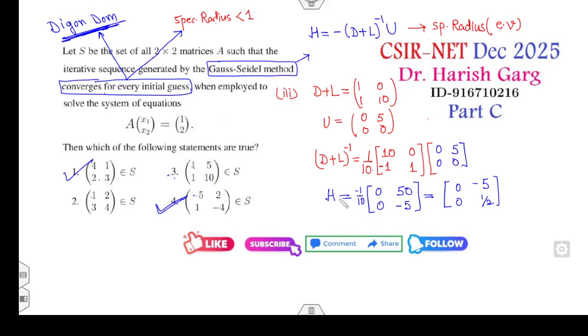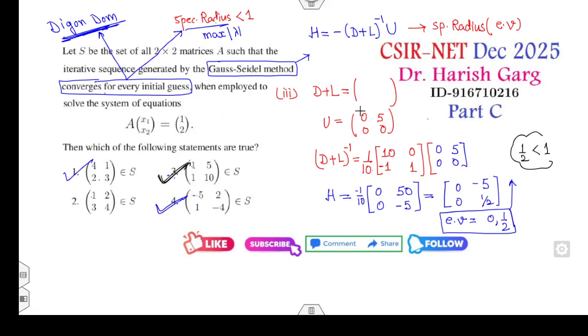So can you find the eigenvalues of the H? What are the eigenvalues? Eigenvalues are 0 and half. What is the largest value in magnitude? What does spectral radius mean? The maximum of the eigenvalues in absolute value. So what is the largest eigenvalue? Half, which is less than 1. Yes, it is convergent. Look at the second option.